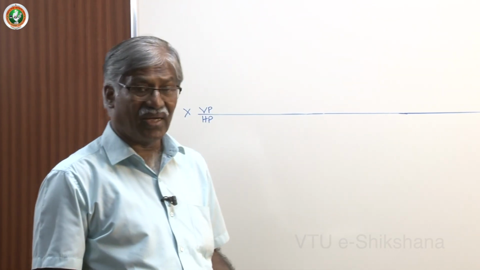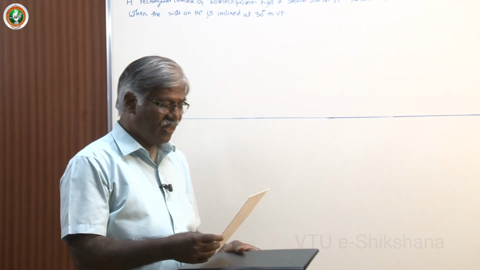Welcome back to VTU e-Shikshana program on computer aided engineering drawing. Last session we studied the rectangular lamina which is having a longer edge and a smaller edge, and we had problems on the shorter edge on HP and the lamina inclined to HP, and the edge on HP inclined some degree to VP. Now I will show what exactly we have done in the previous session.